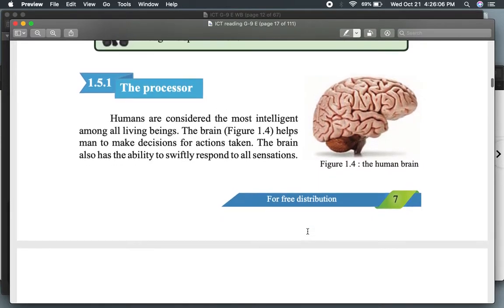Okay, so 1.5.1, the processor. Humans are considered the most intelligent among all living beings. The brain, figure 1.4, helps man to make decisions for actions taken. The brain also has the ability to swiftly respond to all sensations. So we have the image of a human brain, and there is a description about the human brain given here.